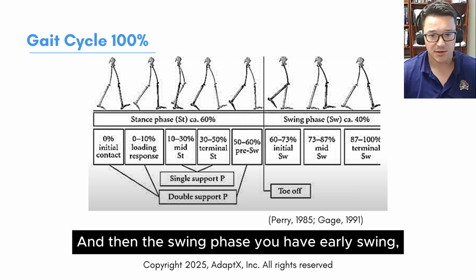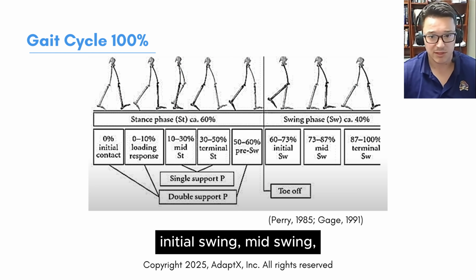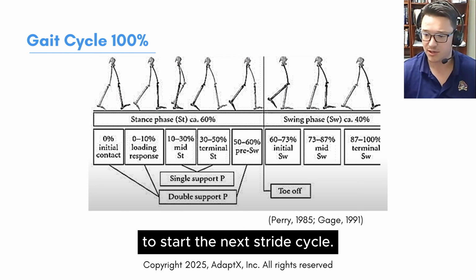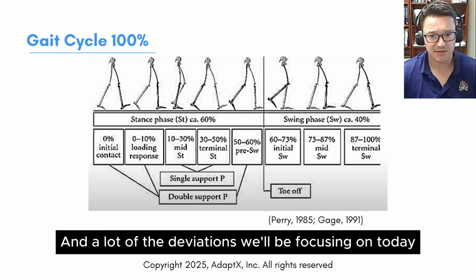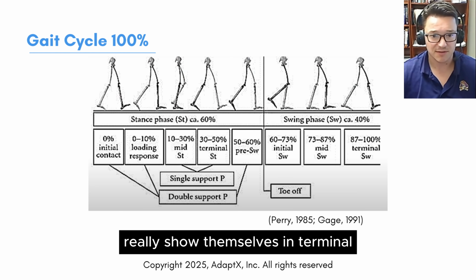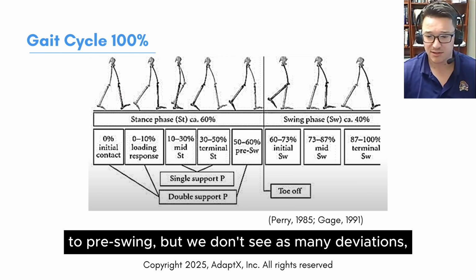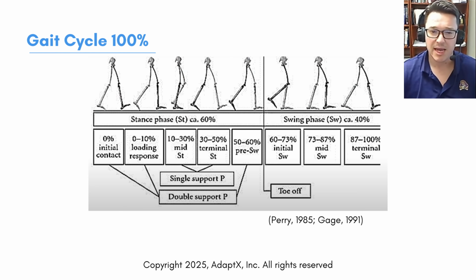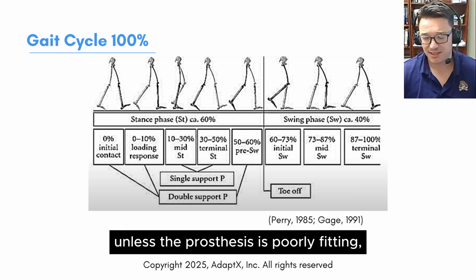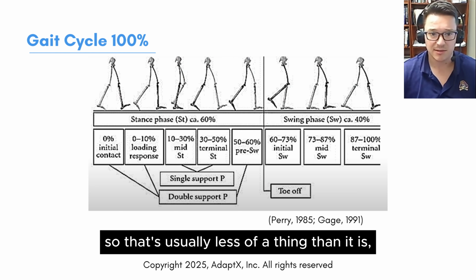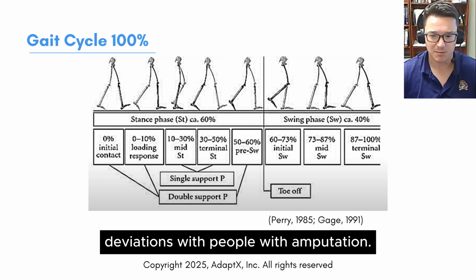And then in the swing phase, you have early swing, or initial swing, mid swing, and you have terminal swing, right when you're positioning your foot to hit the ground before you have initial contact to start the next stride cycle. A lot of the deviations we'll be focusing on today are in the early and middle portions of stance phase. The limitations of prostheses really show themselves in terminal stance to pre-swing, but we don't see as many deviations. There's just more limitations of stride length and gait velocity because of those prosthetic limitations. And in swing phase, we don't see a lot of problems unless the prosthesis is poorly fitting or there's something else going on internally. So that's usually less of a thing than the stance phase deviations we see with people with amputation.